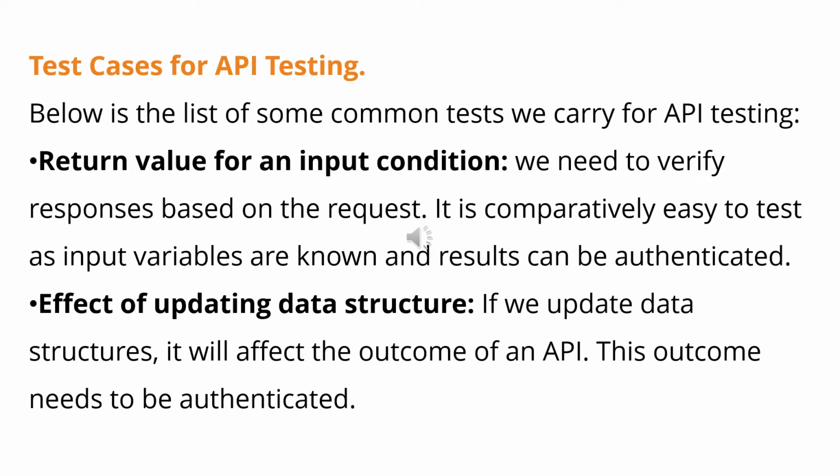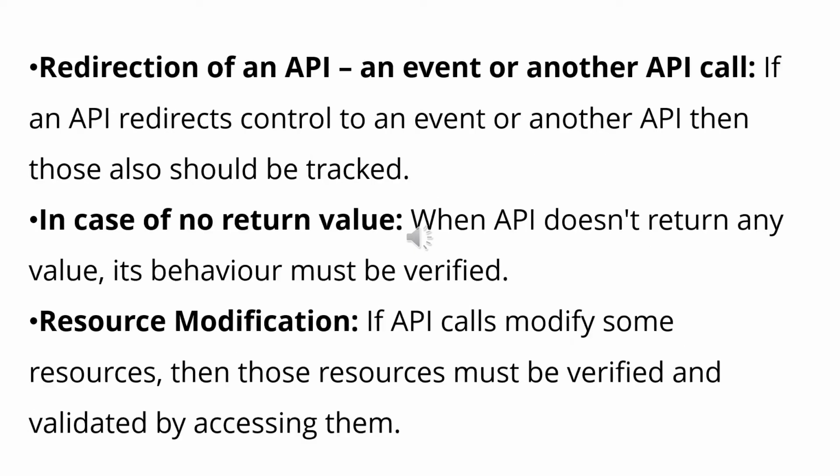Effect of updating data structure. If we update data structures, it will affect the outcome of an API. This outcome needs to be authenticated. Redirection of an API, an event or another API call. If an API redirects control to an event or another API, then those also should be tracked. In case of no return value, when API doesn't return any value, its behavior must be verified.